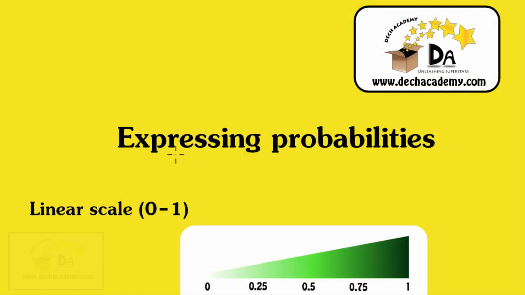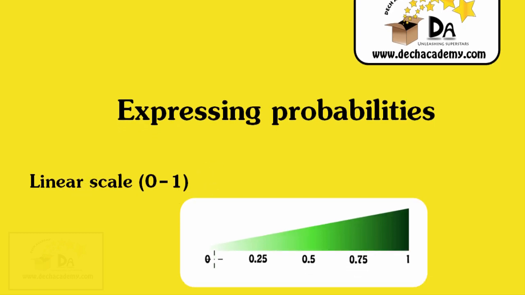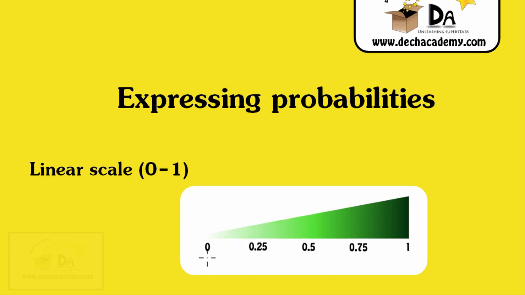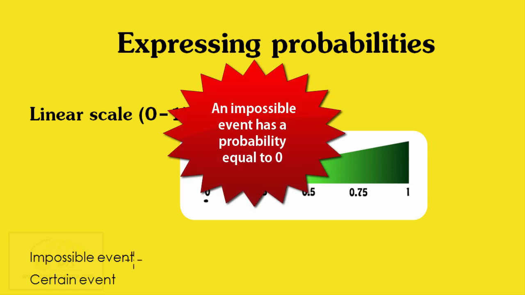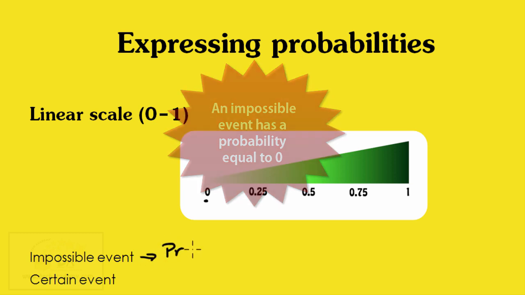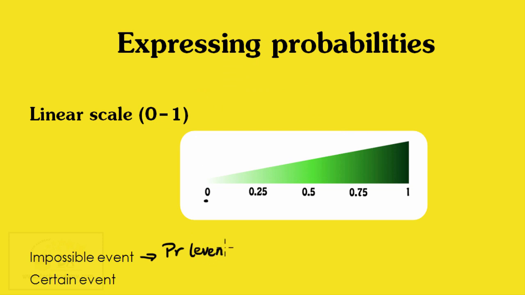Now we're going to look at the means of expressing probabilities. One common way is to use a linear scale varying from 0 to 1. When the probability of an event is 0, so this is the left end of this scale, that means the event is an impossible event. That means that event will not occur. So if the probability of the event, which I'm going to shorten to PR, is 0, that event is an impossible event.